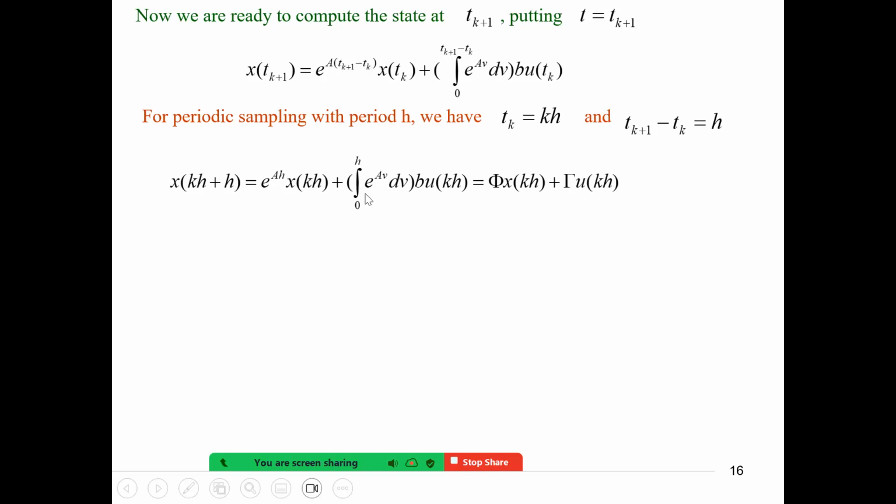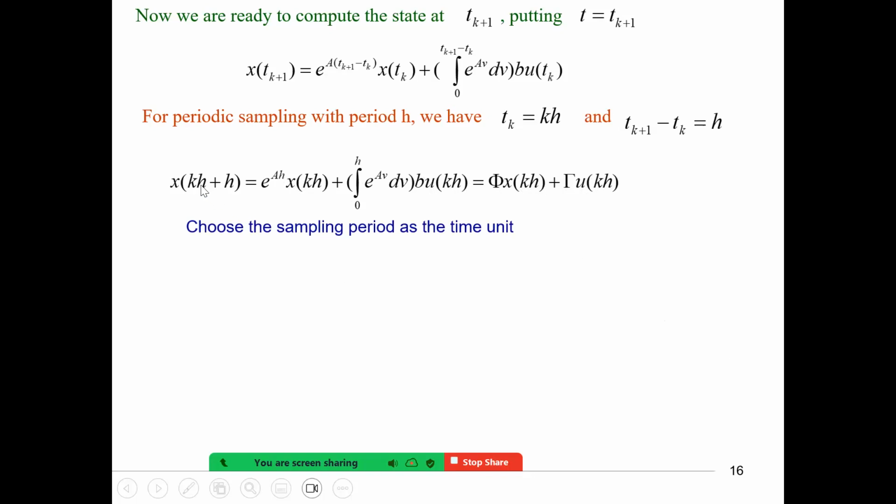So we evaluate this integral, and eventually this is a constant, e to the A h, and this is a constant matrix times B. So we just merge them and use Phi and Gamma.